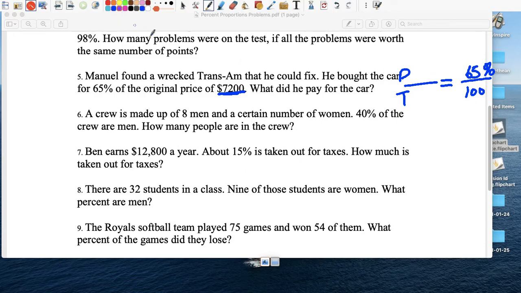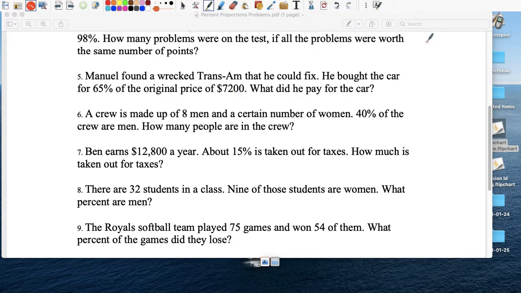The total, the original price of the car, era 7,200. But he didn't pay that much. He paid part of it, right? So let's find the part. Well, that one is sort of easy, times 72. And on top, it's going to be times 72. So 65 times 72 is 4,680. And that's how much Manuel paid for the car. Okay.